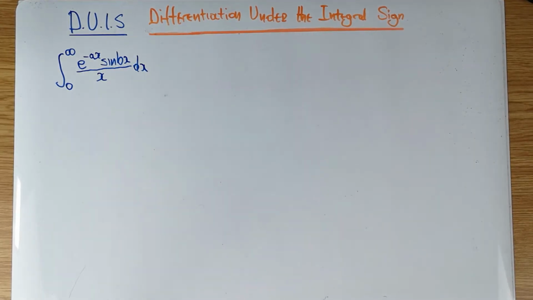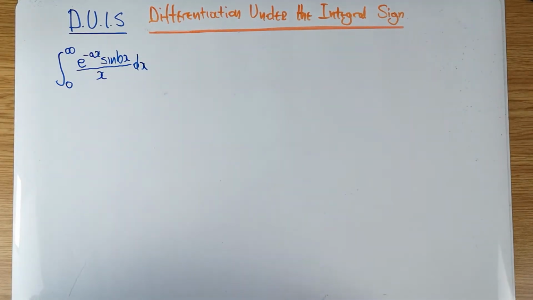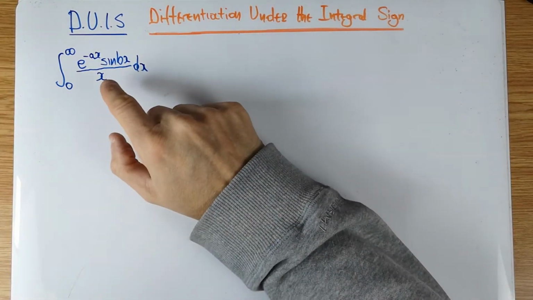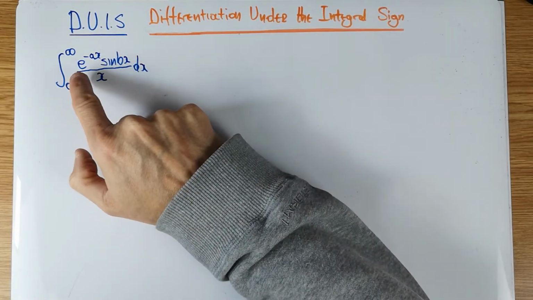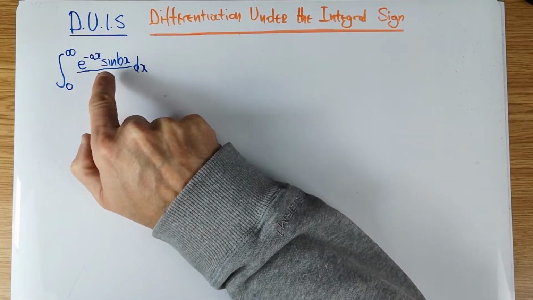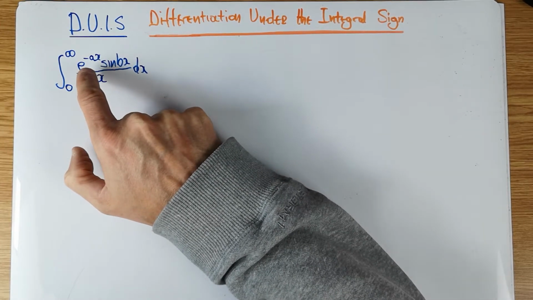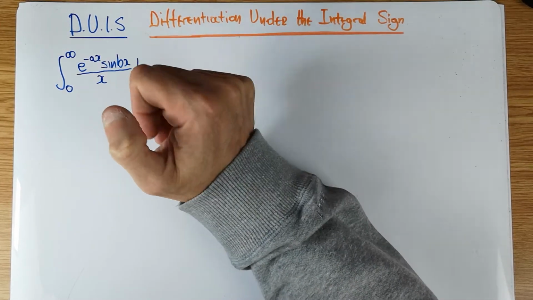Differentiation under the integral sign, D.U.I.S. I've done the very same integral on the board just a few minutes ago, but of course you don't want to be viewing that necessarily straight after this particular video. The integral that I've done on the board was e to the minus 2x sine of x over x. So a was basically equal to 2 and b was 1.